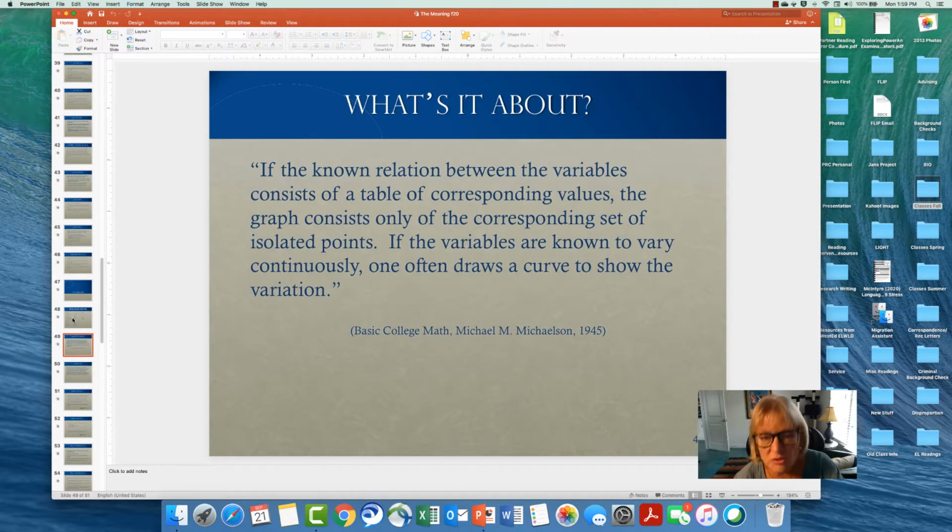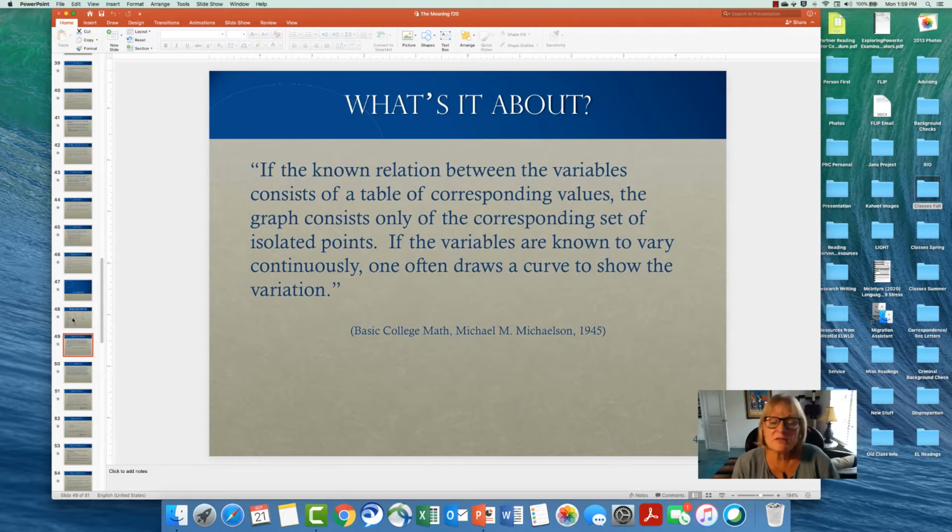And then if I showed you this text and we read it together: if the known relation between the variables consists of a table of corresponding values, the graph consists only of the corresponding set of isolated points. If the variables are known to vary continuously, one often draws a curve to show this variation.